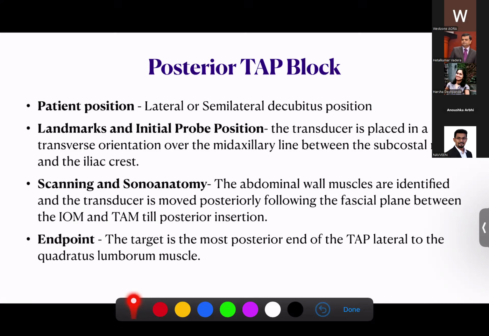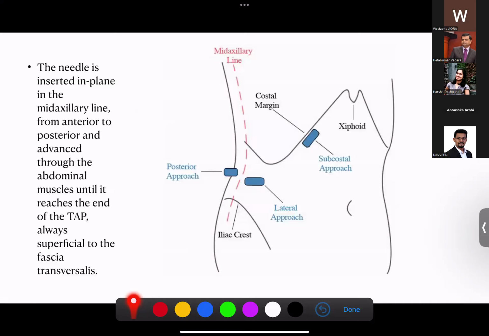The abdominal muscles are identified in the mid-axillary line. All the three muscles are identified. Then we go more posteriorly till we find the internal oblique and the transversus abdominis insertion into the thoracolumbar fascia. And then the target is the most posterior end of the TAP, just lateral to the QL muscle.